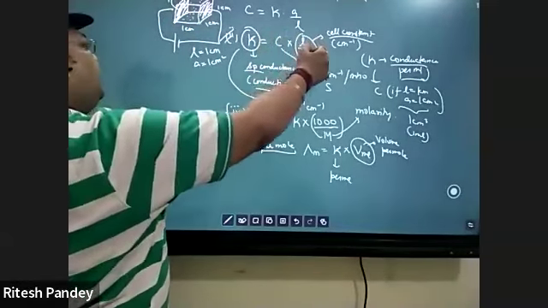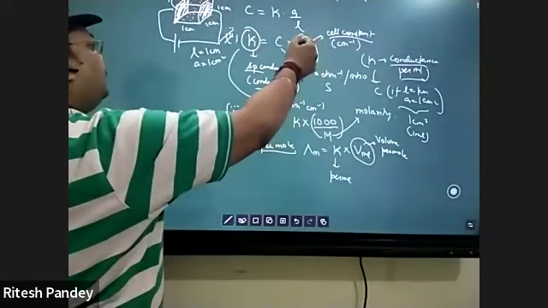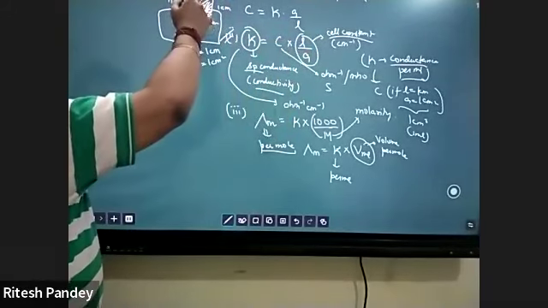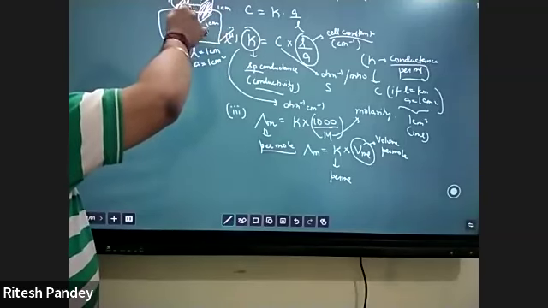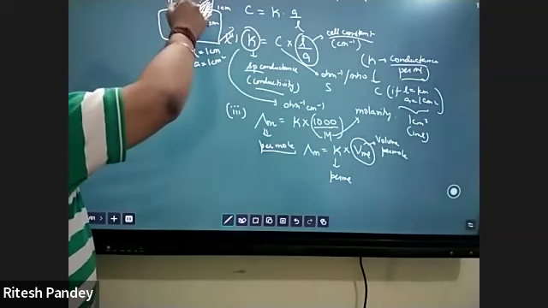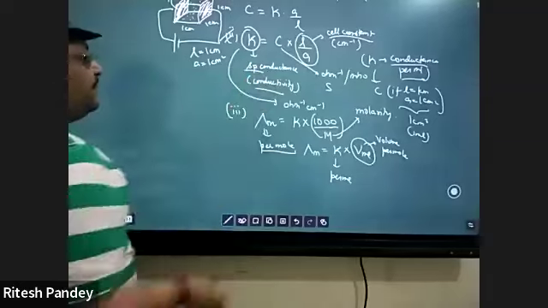Kappa is equal to conductance into L by A. Kappa is equal to conductance when L is equal to 1 and A is equal to 1, meaning this is the distance between the electrodes and this is the surface area of the electrodes. So I'll draw a unit cube. I'll take the opposite walls of a unit cube as 1 centimeter square each, acting as the cathode and anode. And in that case, the cell, which is a unit cube, would have a volume of 1 centimeter cube. So this is defined as the conductance per ml.